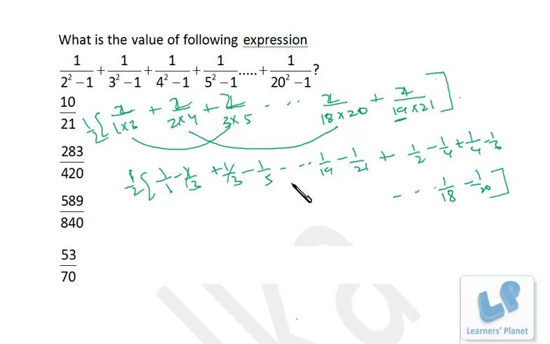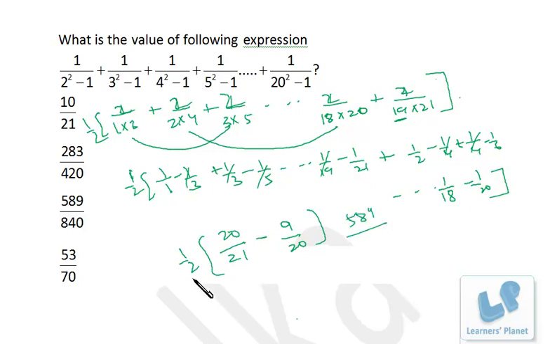Okay, so you can see alternate terms will cancel and you are left with 1 minus 1 upon 21, right? So 1 minus 1 upon 21 is 20 by 21. Here also the same thing, so you're left with 1 by 2 minus 1 by 20. So 1 by 2 minus 1 by 20 is 18 by 40, or we can say 9 by 20, right? Now just solve it. We have 1 by 2 outside the bracket. So the numerator is 400 plus 189, that is 589, over 2 into 20 into 21, that is 840. So 589 by 840 is the correct answer, right?